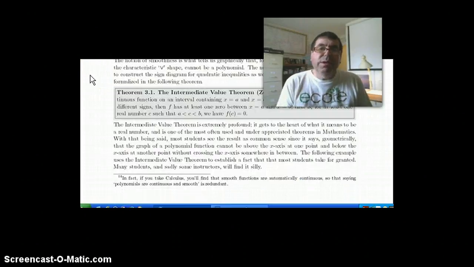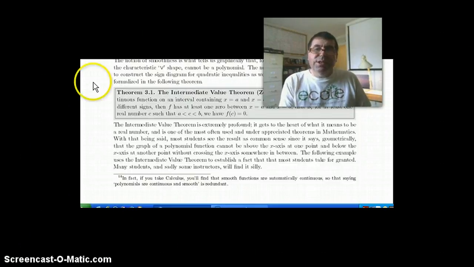Okay, the intermediate value theorem. This is a way to help us understand there must be a zero in a polynomial function. Please do not get scared by the notation. It's not that bad. It just is a little more involved than maybe you're used to.